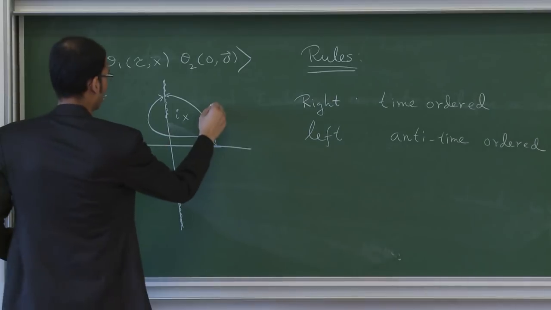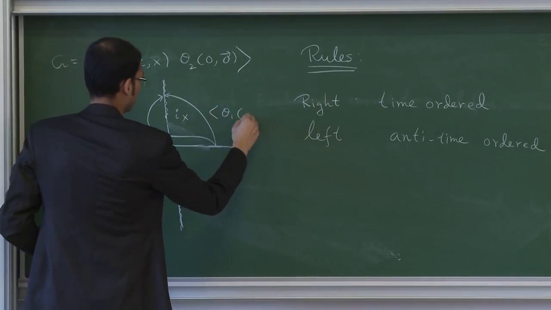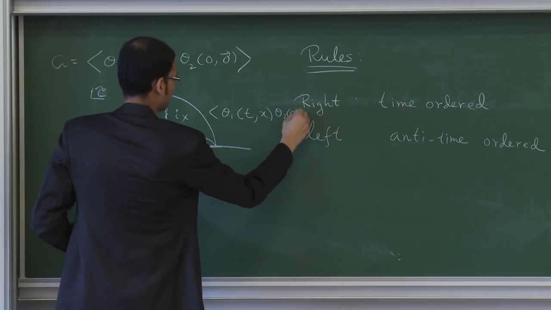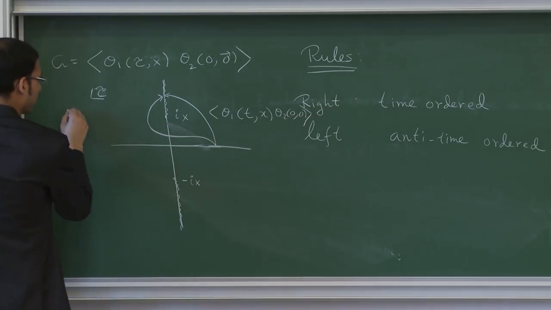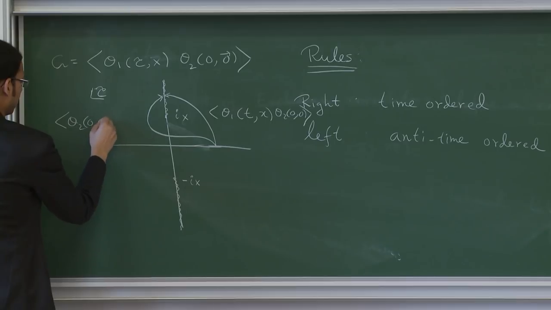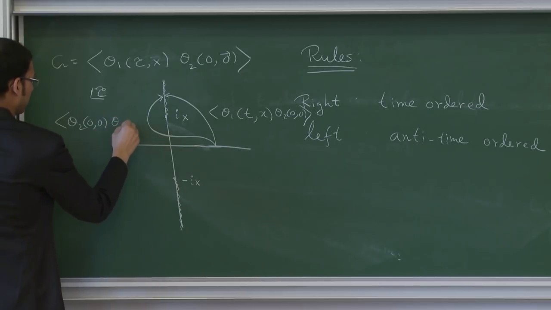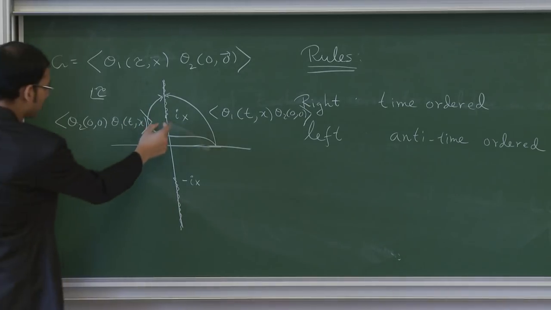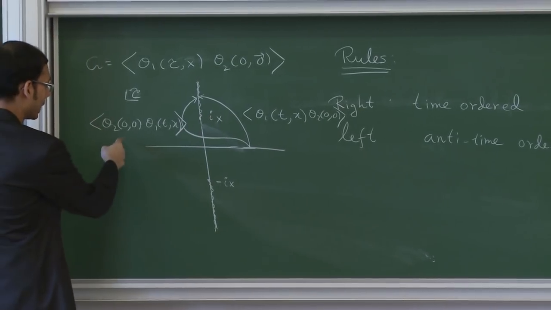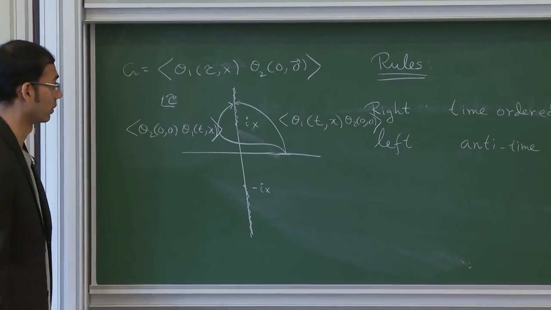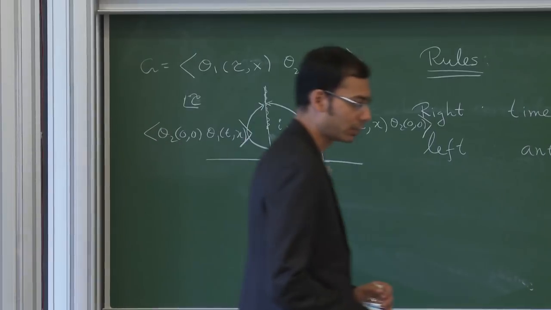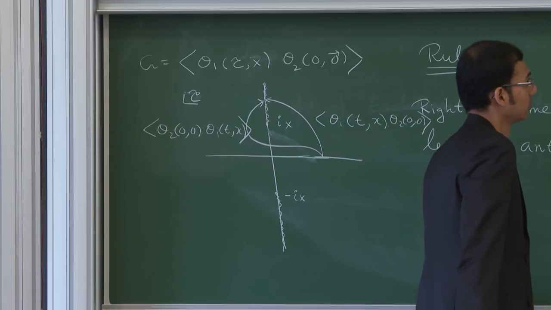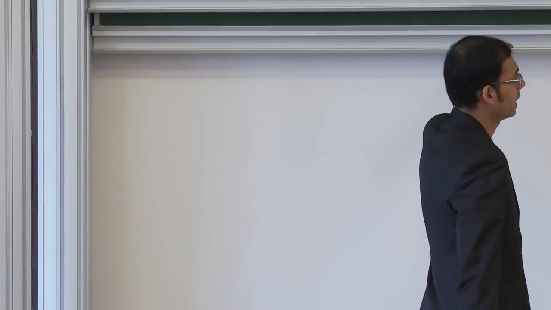So this one gives me O1 O2, and this one gives me O2 O1. This discontinuity across the branch cut basically gives you the commutator of O1 and O2. Now let me give you one more involved example. Let's now consider four-point functions.